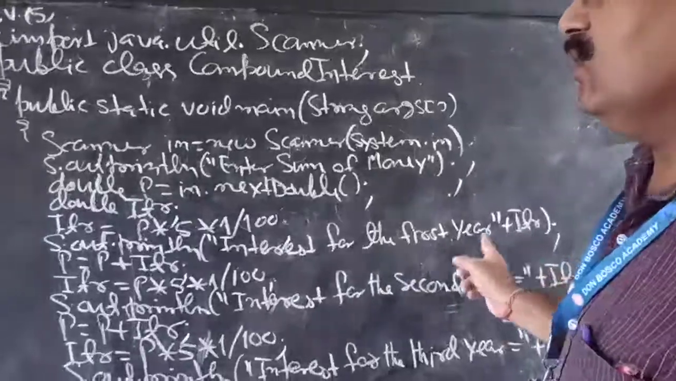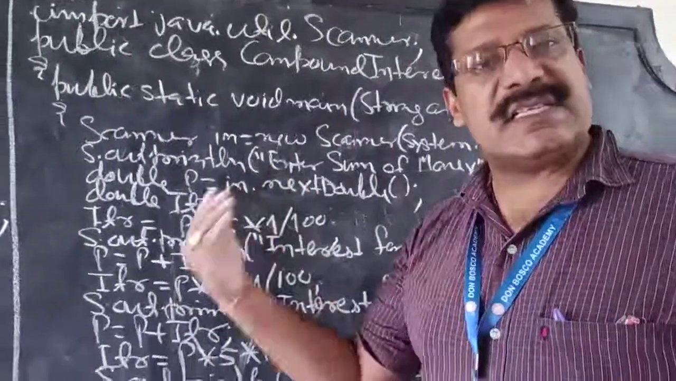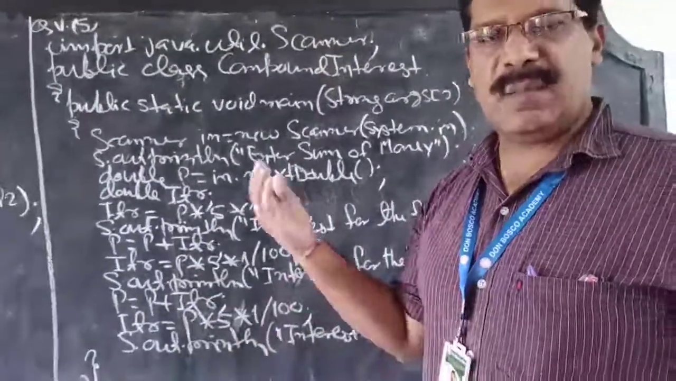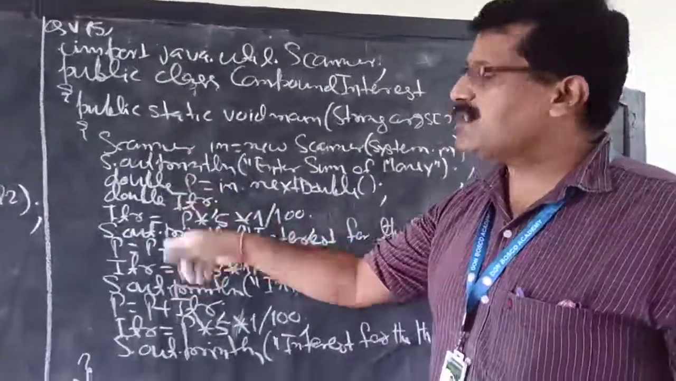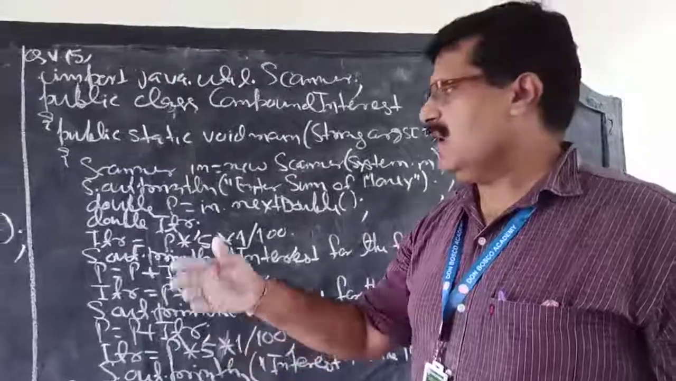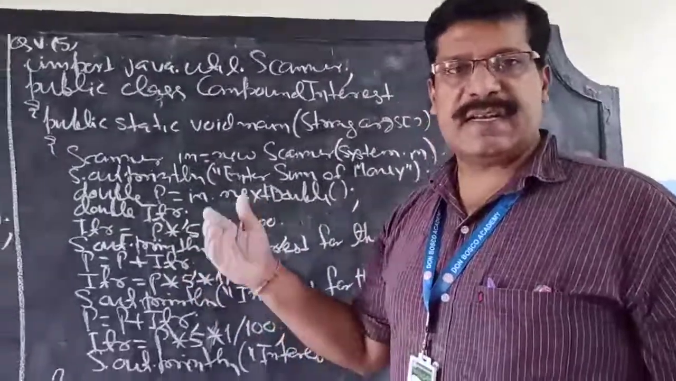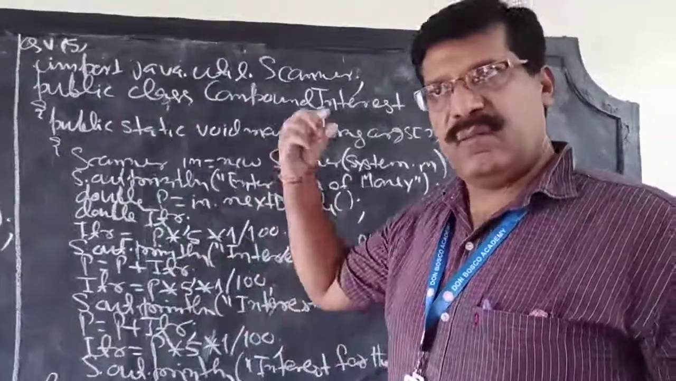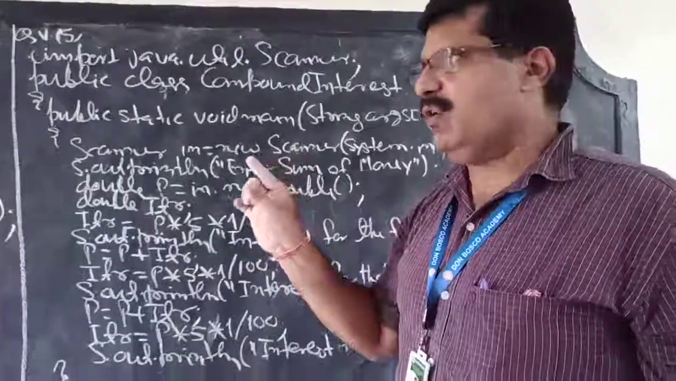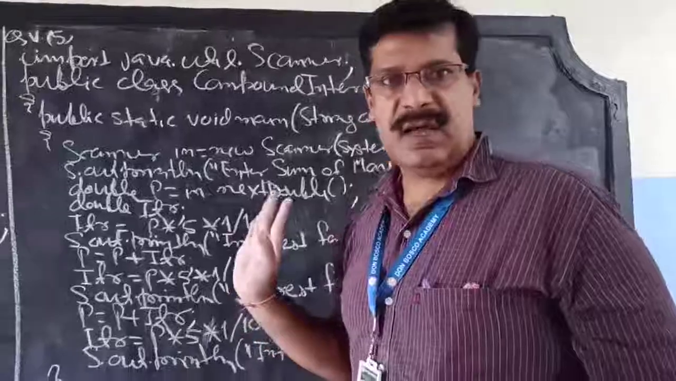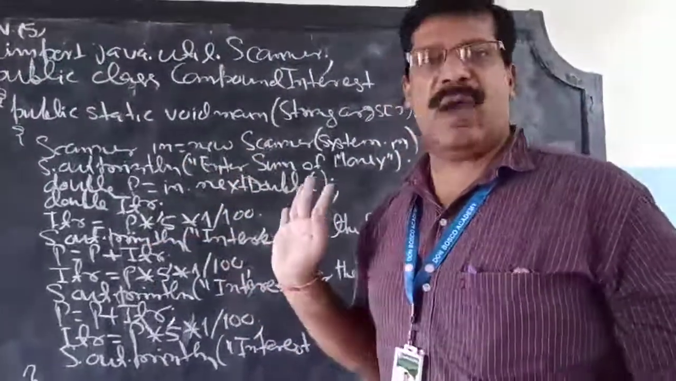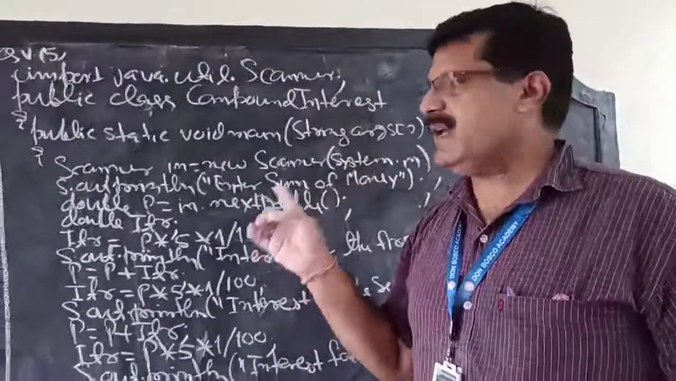Okay. Now the principal for the second year. The sum of the amount for the second year will be the principal amount plus the interest of the first year. Got it? What will be the interest for the second year? The previous year's principal amount plus the previous year's interest both will be added. That will become the principal amount. On this amount, you have to calculate the interest for the second year.